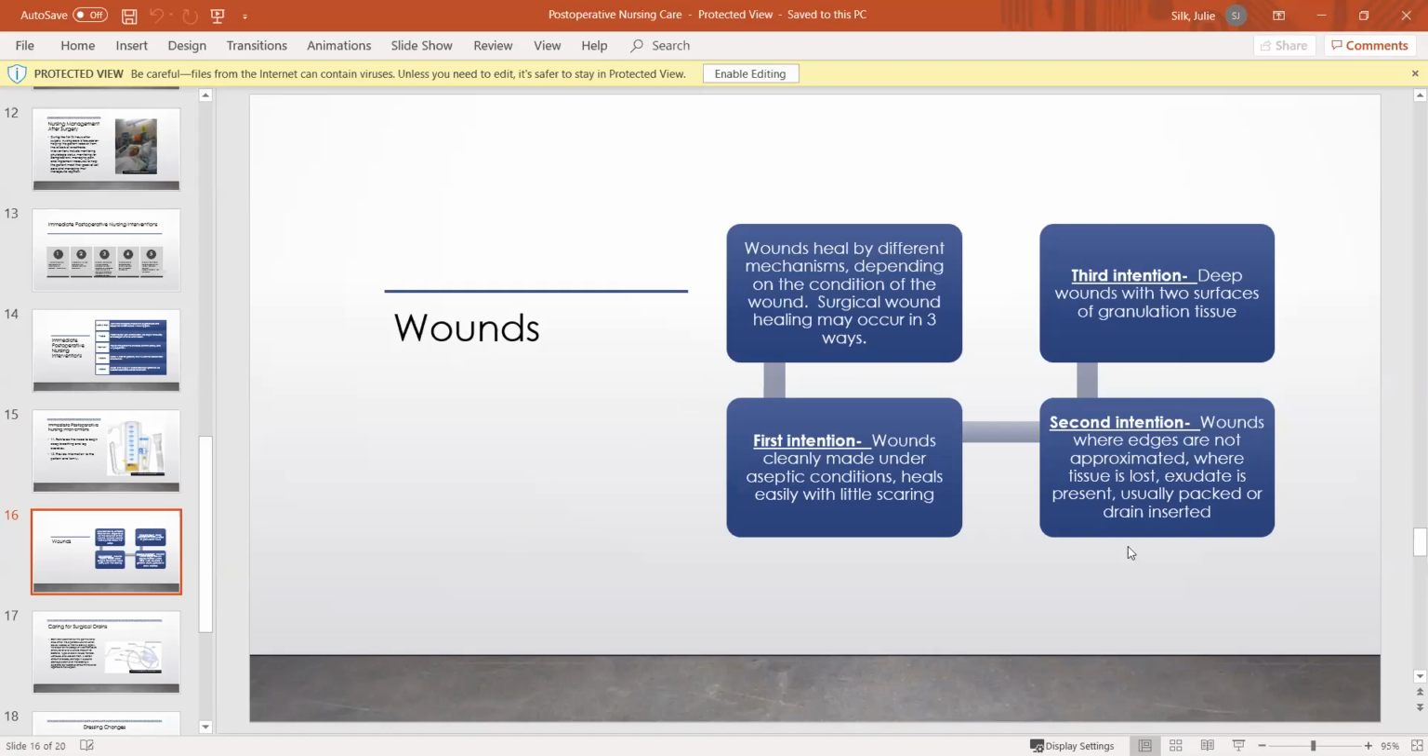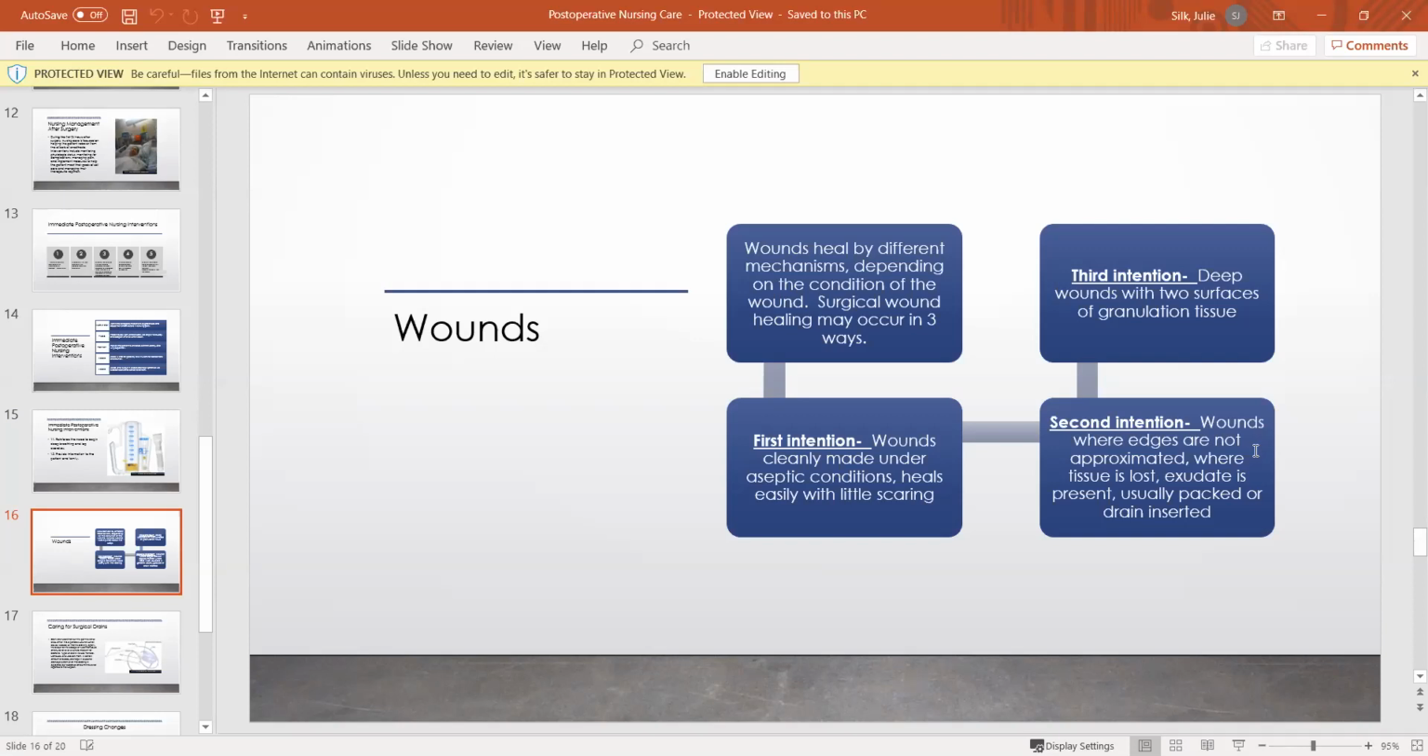A second intention wound is where the edges are not approximated. So that's not closed, it's open. You get a lot of exudate from this, meaning there's a lot of drainage coming out of the wound. And usually it's packed, and they might even have a drain inserted into it, like a wound vac or a Jackson Pratt.